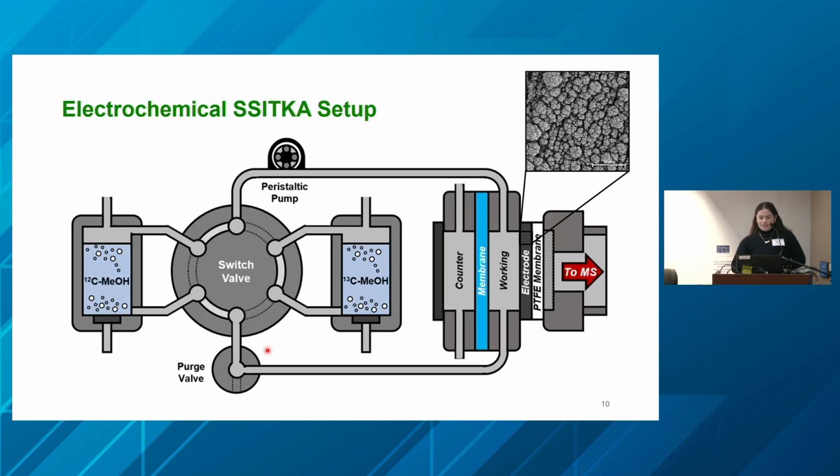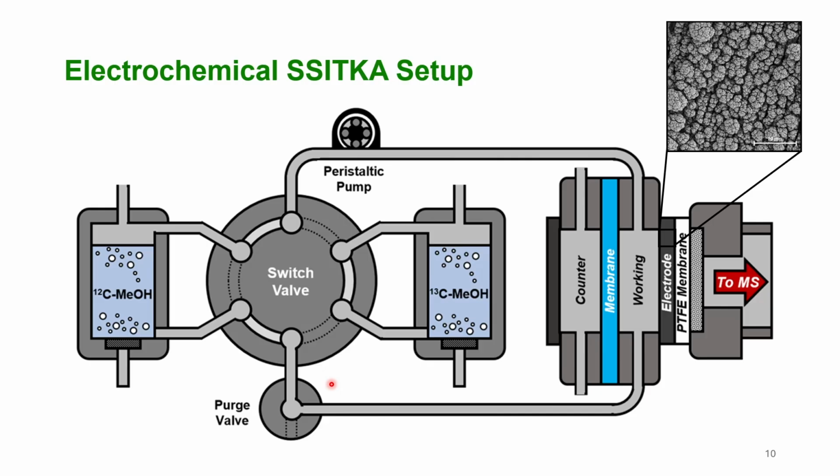And as you can see, this classic DEMS cell design is the foundation of our electrochemical SITKA approach. So in order to perform electrochemical SITKA, a custom reactor and a custom reactor setup had to be built in order to enable these fast, rapid switches of electrolyte and reactant and what have you. So the first thing I'd like to point out is the classic DEMS cell design, where that catalyst is deposited directly onto the prevaporation membrane.